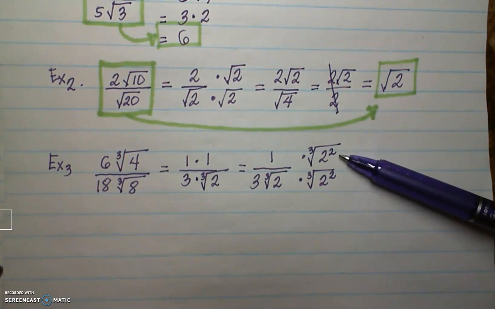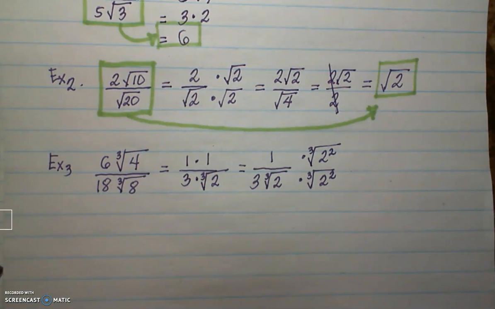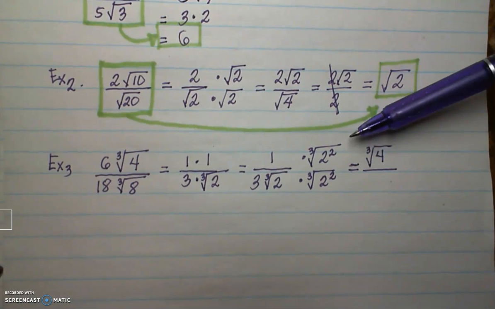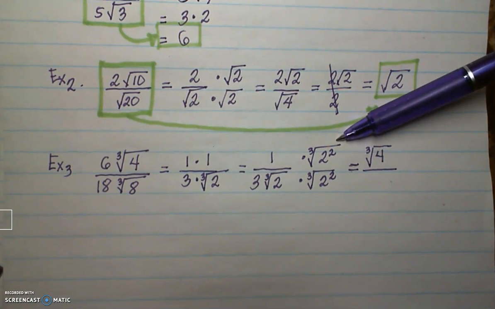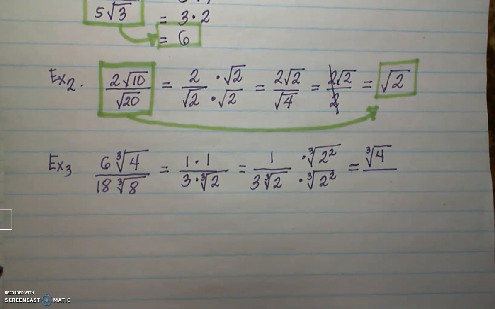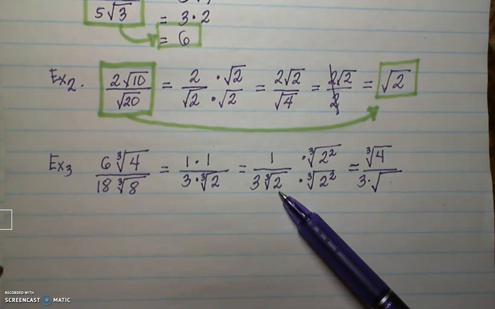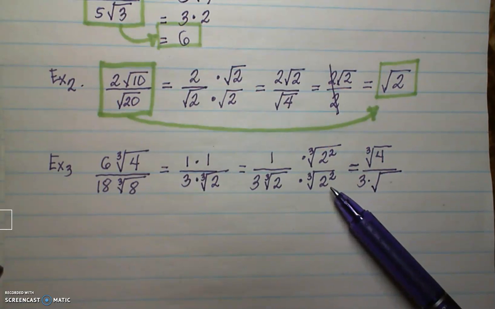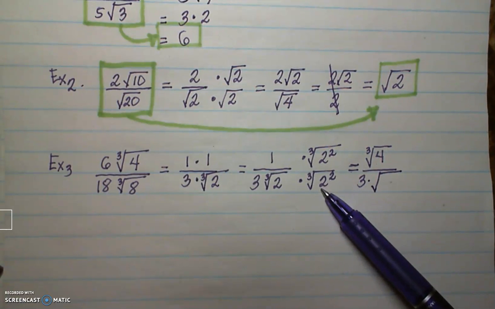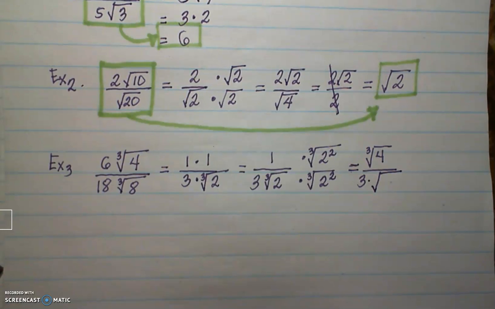Whatever I do below, I do on top. So I also multiply the top by cube root of 2 squared. So now my numerator is going to become cube root of 4. And I'm going to multiply the 3 with the 1 here in the front. So 3 times 1 is a 3. And so now that will be a cube root of, let's see, 2 times 2 times 2. So this is a 4. So 4 times 2 is an 8. So that would be cube root of 8.